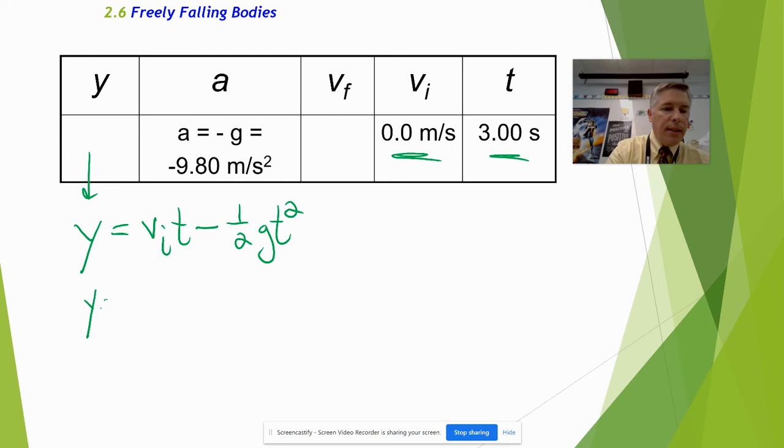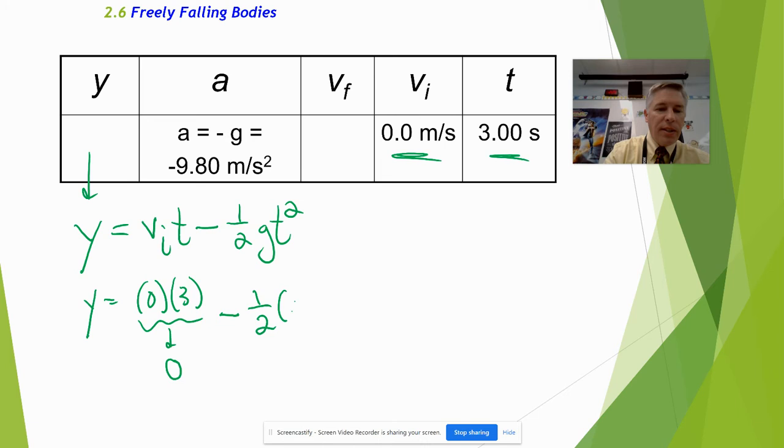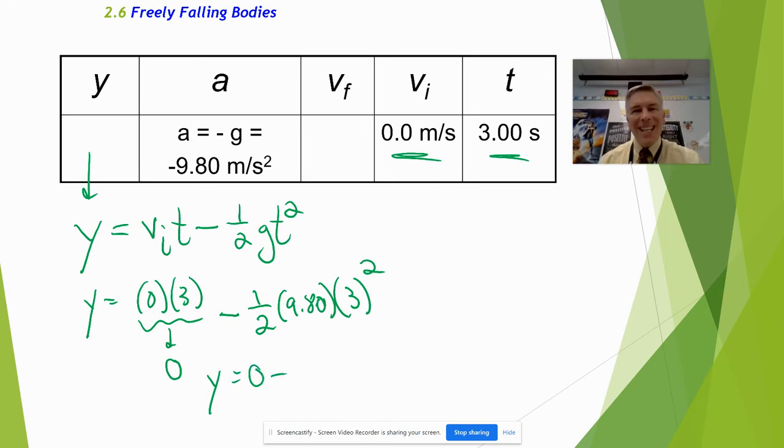But plug in that it's 0 multiplied by 3 seconds, but that whole thing is just going to be 0 minus 1/2. G is just 9.8 meters per second squared, and then my time is 3, and that is squared. So to solve for this, my y, one of the things you're going to notice is that it's 0 minus this. It's actually going to be a negative answer.